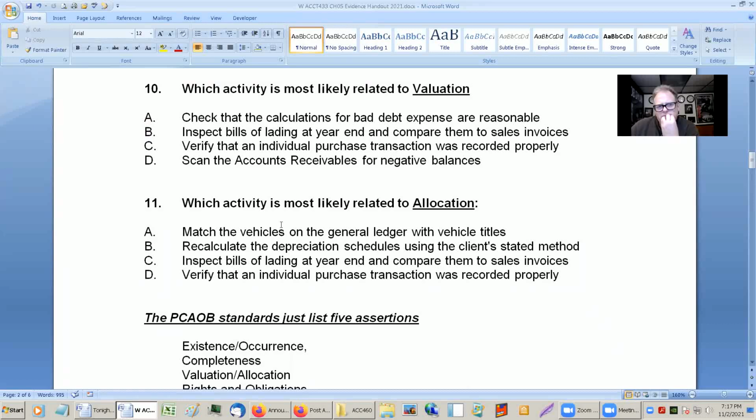Is it A? Yes, it is. You want to evaluate these accounts receivable. So make sure that that expense is reasonable, that they've taken into account the economy and past experience and all that kind of stuff.